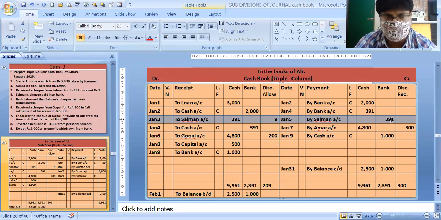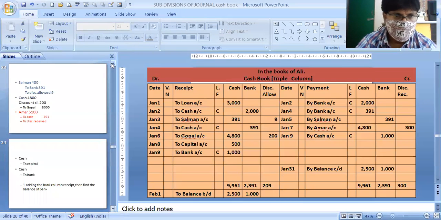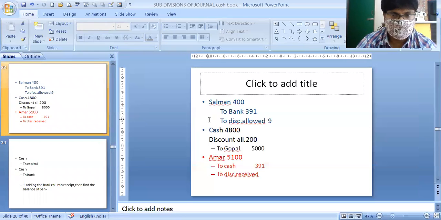not discount allowed. Though the journal entry for this one is Salman account debit, discount debit, to bank, to discount allowed. To discount allowed we will not write, we will just simply make the entry.